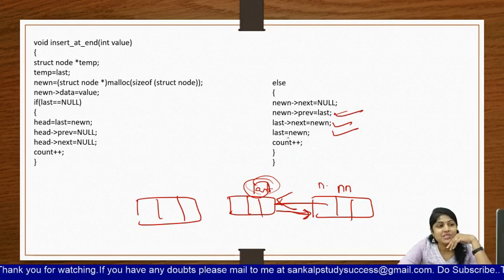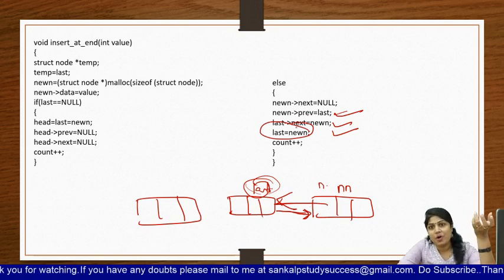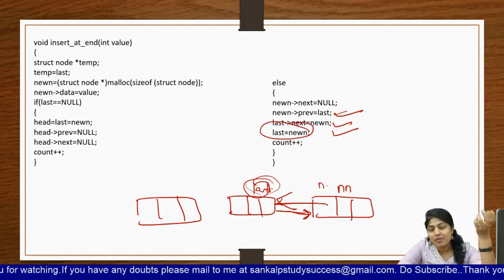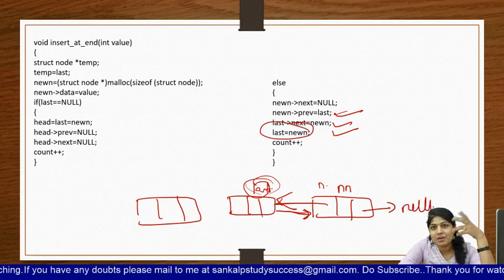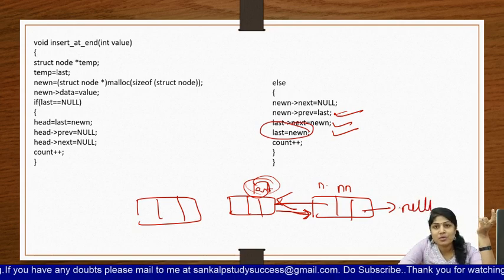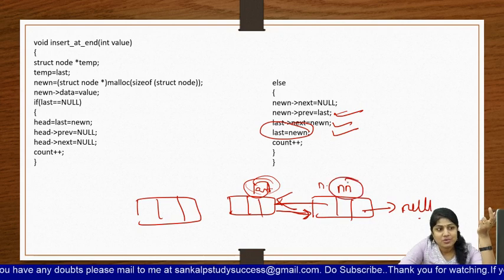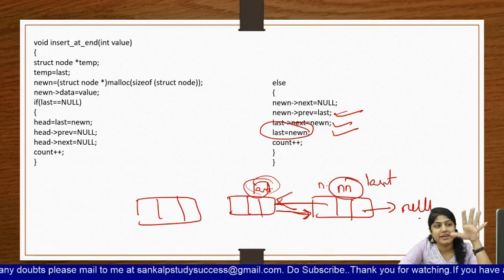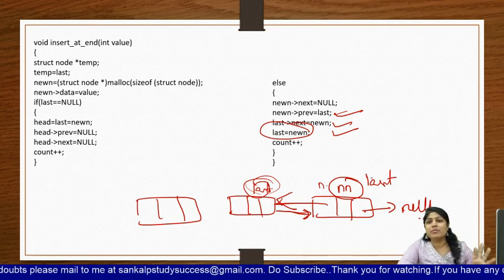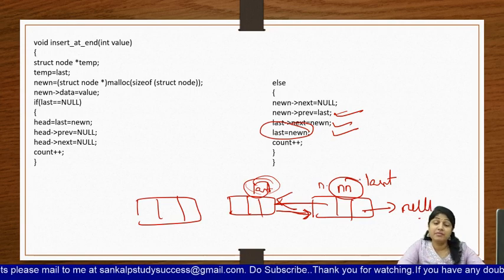Okay, and the next one, finally, what node will become the last now? We assign new node to next equal to null, right? In the first statement only. So last node to next is null, right? So what is this? This will become the last now. Okay, fine. Up to here clear? So this is about insertion at the end of the list.